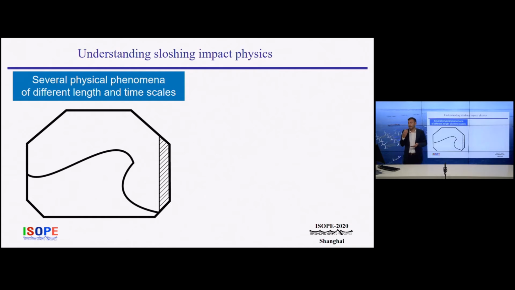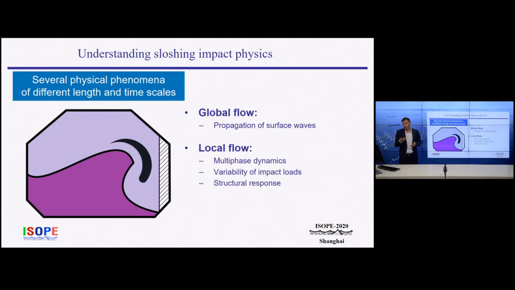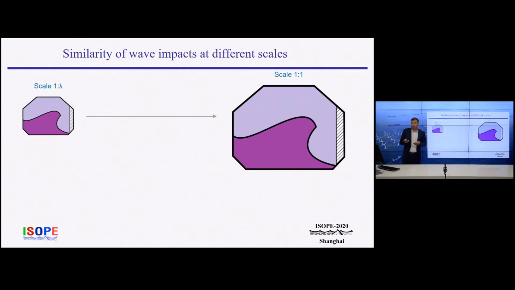To understand this sloshing impact physics, we must first divide the flow inside the tanks into global flow, which involves the propagation of surface waves towards the walls, and it's considered as the solution of incompressible Euler equations. The local flow is the perturbation of the global flow, and it is directly connected to sloshing impact. The mechanism of sloshing impacts can be divided in three different groups, which are multiphase dynamics, variability of impact loads, and structural response. As mentioned before, sloshing model tests, and so the wave impact tests, are inherently biased.